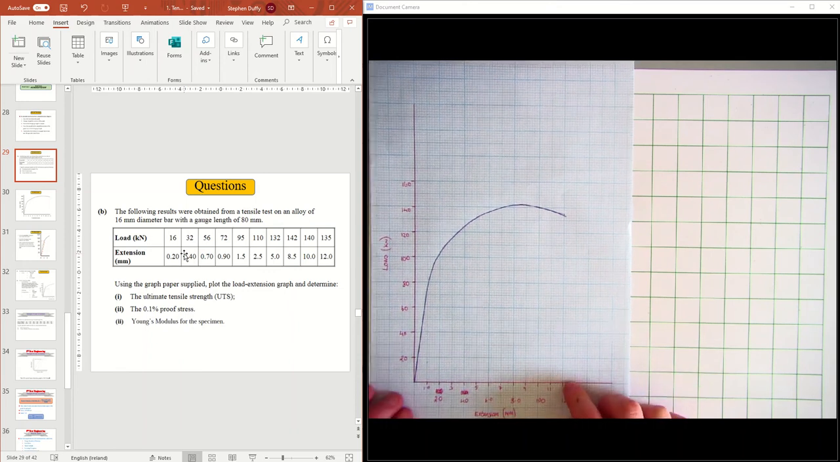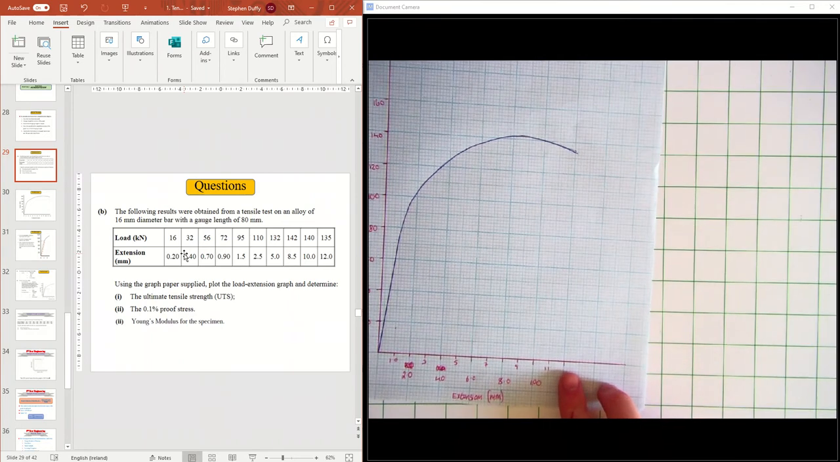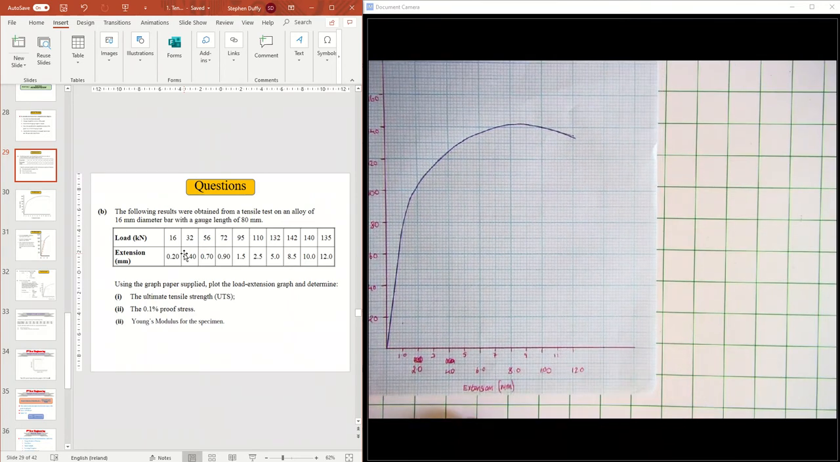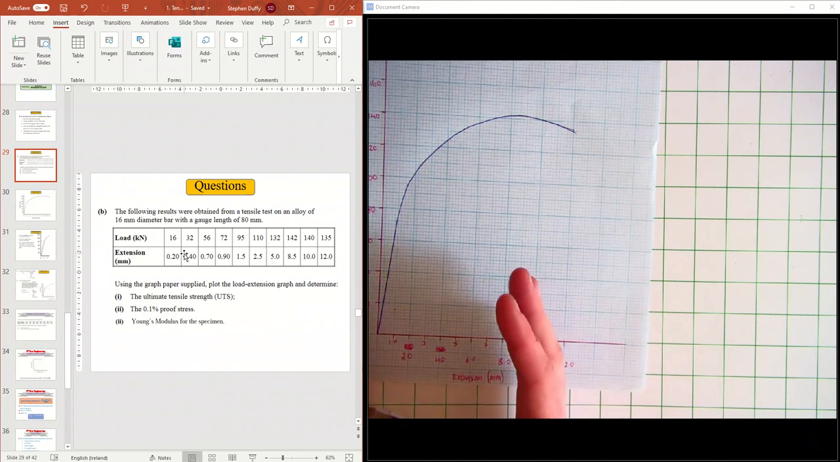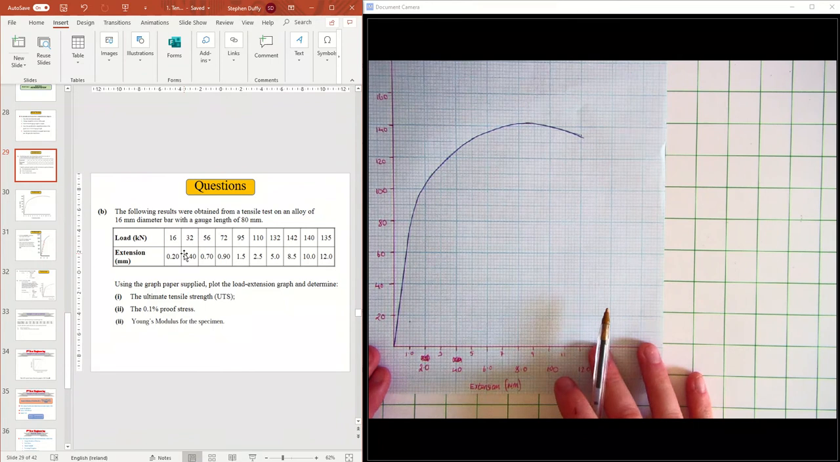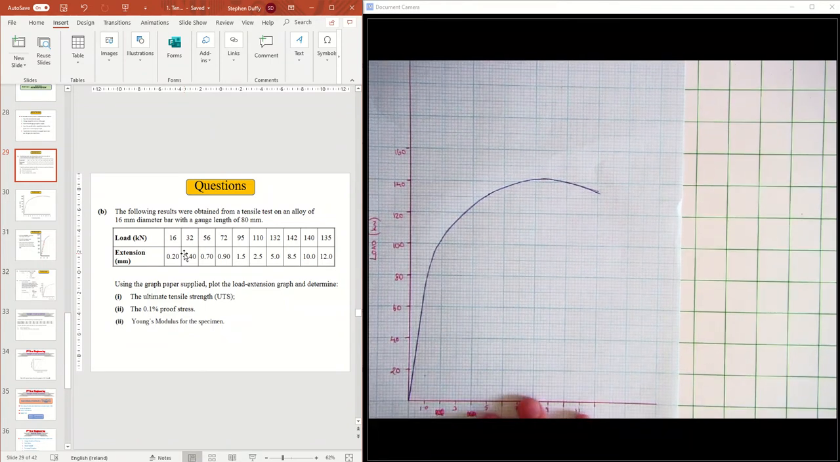Now what I will say is try and spread these out as much as you can. See, the way I knew the extension was going from 0 to 12, I tried to extend it as much as I could out as far as 12, rather than spreading it across a small area. So try spread it out across your page as big as you can, and the same going in this direction as well.